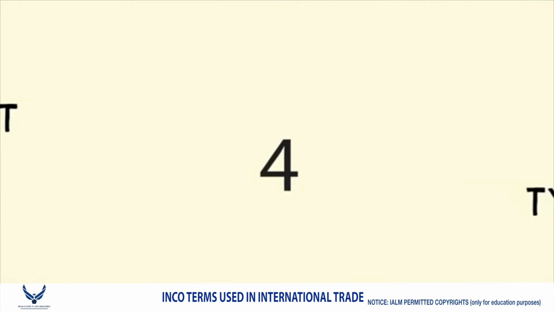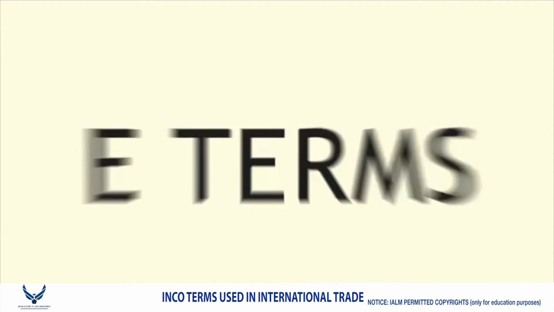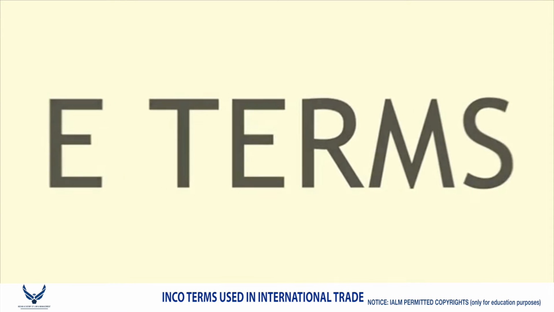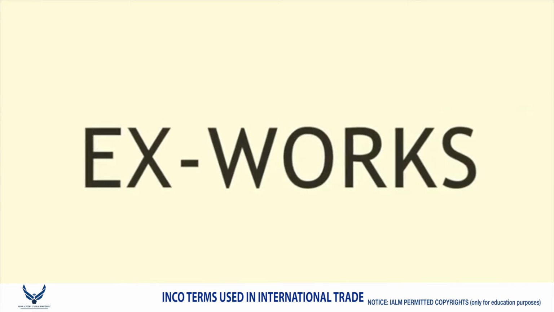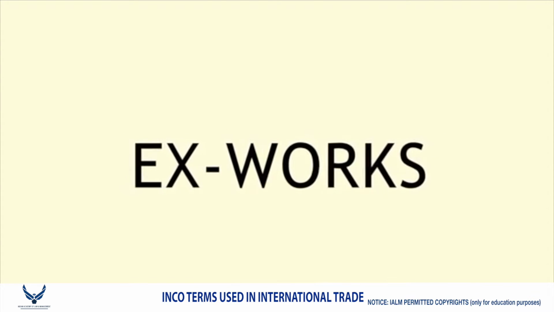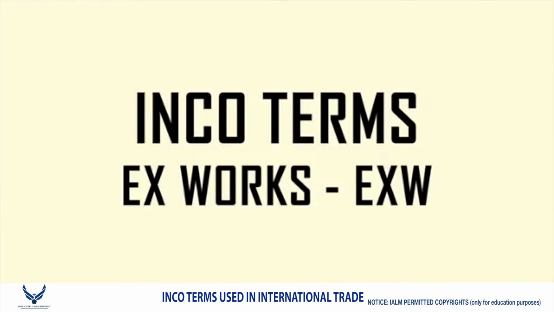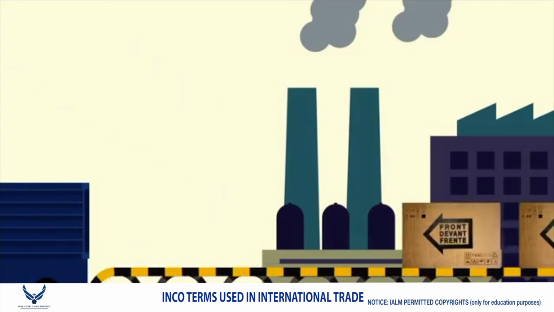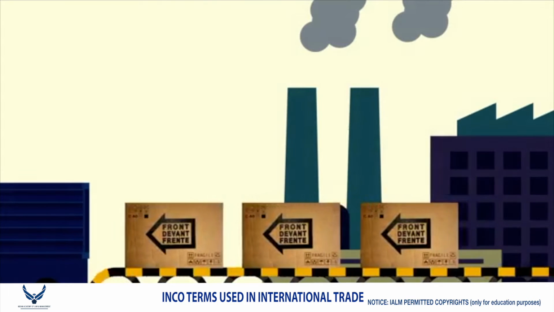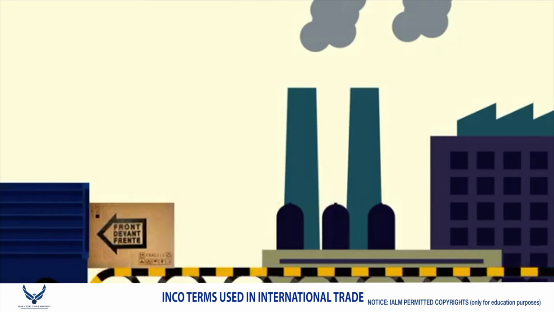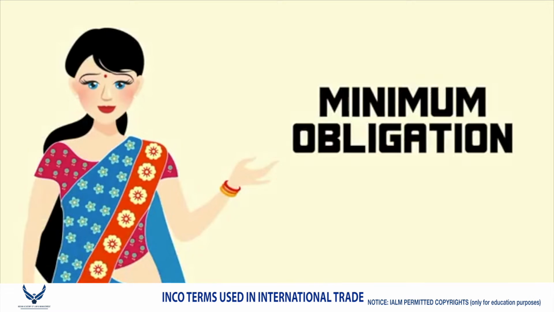There are 4 categories. E terms. Most popular is ex works. As already explained, if the agreed INCO term is ex works or EXW, the seller makes the goods available at her premises for the buyer to collect. This term carries the minimum obligation for the seller.